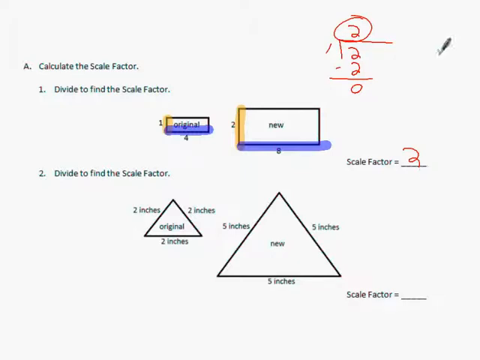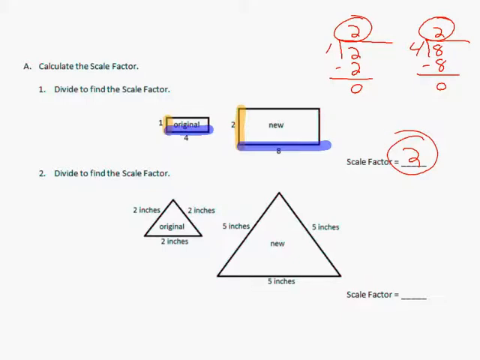Let me try the 8. 8 divided by the original, which is 4. 4 goes into 8 twice. 2 times 4 is 8. Subtract, we get 0. Answer's 2 again. Doesn't matter which pair of corresponding sides you choose, you're going to get the same scale factor as long as you're doing it correctly.